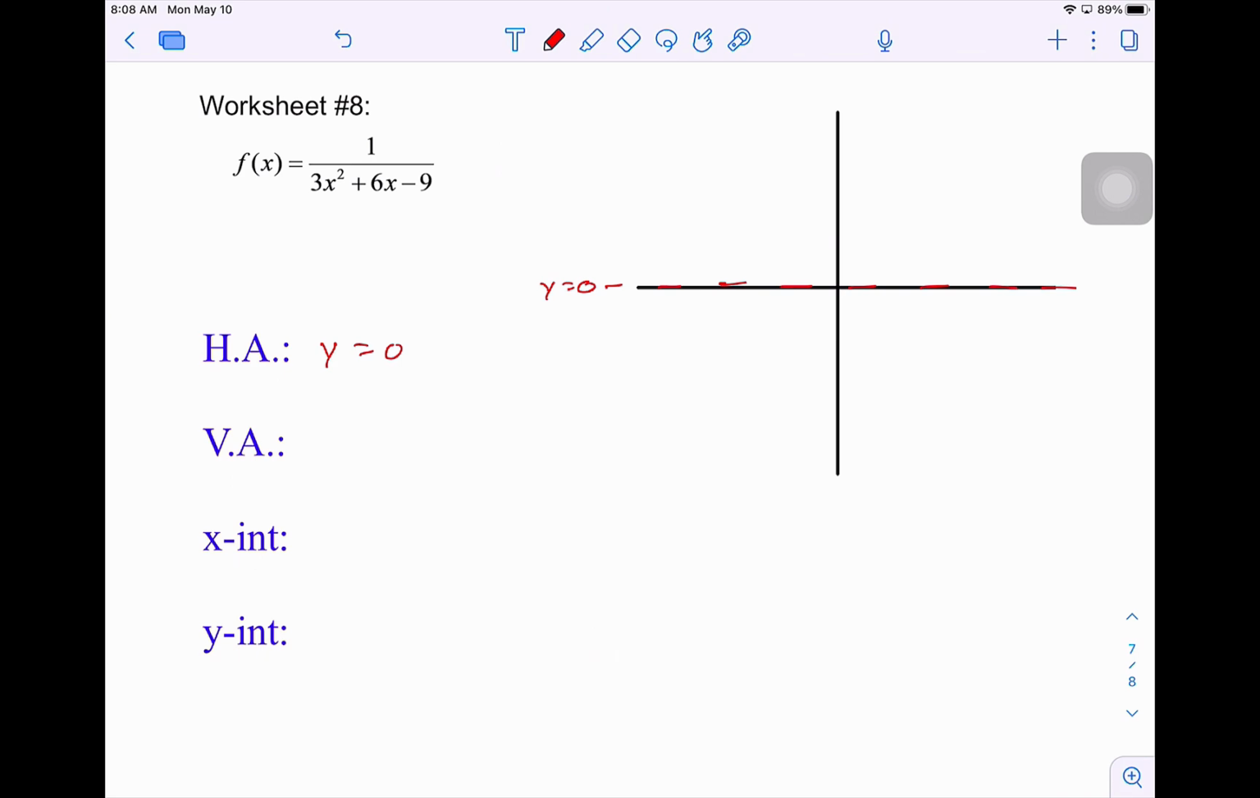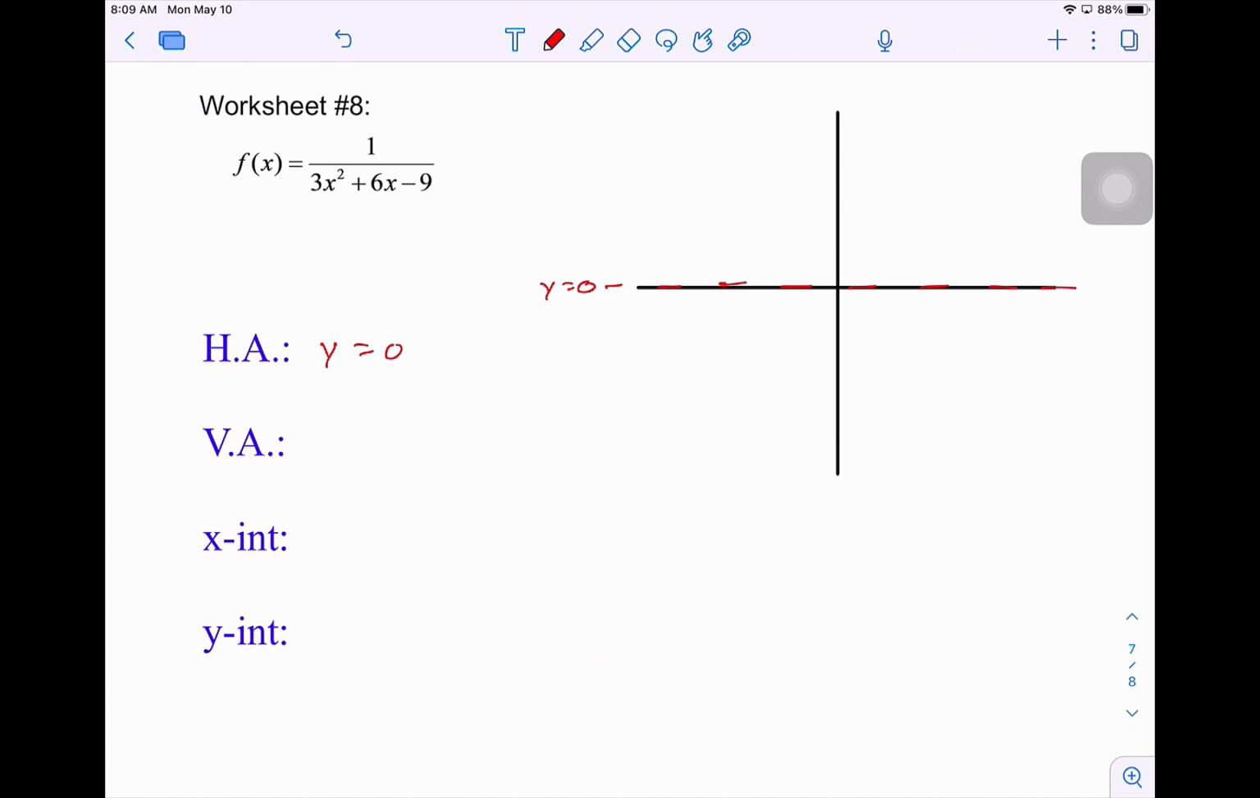Y equals 0. Okay, so now here's where this gets a little bit messier. Vertical asymptote. We have to figure out where the denominator equals 0, because that's what we can't have. And now here's where the factoring comes into play, like I was talking about. We're going to take that quadratic and set it equal to 0, and you don't have to factor, although we're going to be doing a lot of factoring in this chapter, so it's probably a better method to factor.